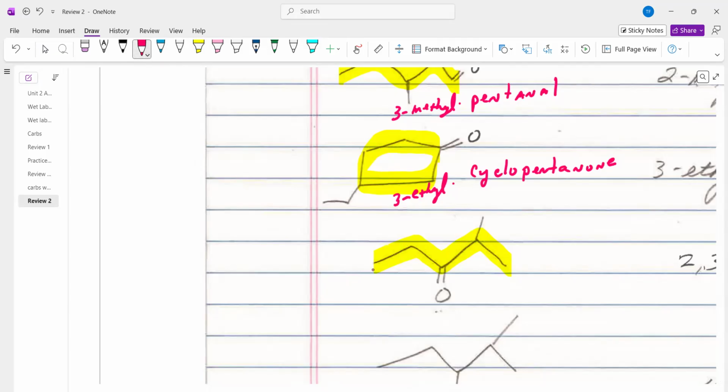Okay, 1, 2, 3, 1, 2. Now I have two options on numbering this, from the left to the right. The carbonyl group is carbon number 3 either way. But if we start from the right going left, the methyl group will have a lower number. So that's the way we're going to do it, starting here with 1. Another pentanone.